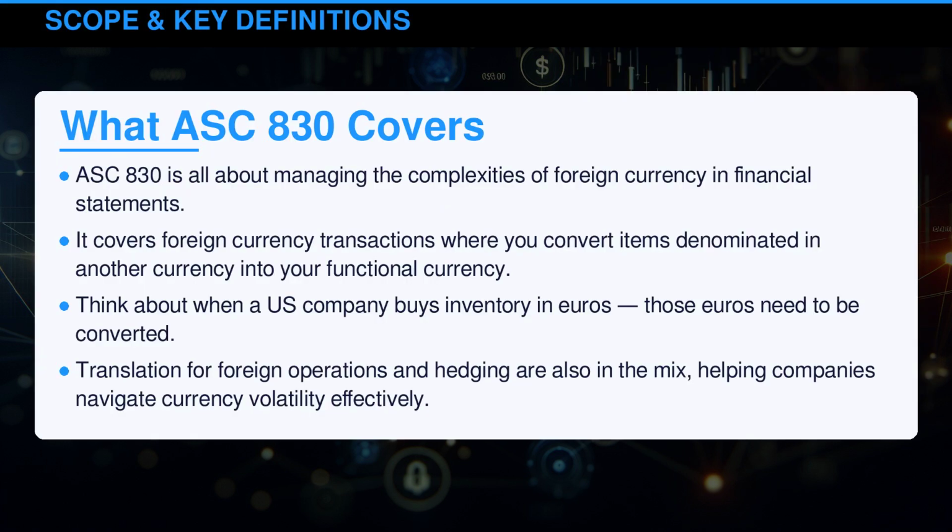ASC 830 is all about managing the complexities of foreign currency and financial statements. It covers foreign currency transactions where you convert items denominated in another currency into your functional currency. Think about when a US company buys inventory in euros, those euros need to be converted. Translation for foreign operations and hedging are also in the mix, helping companies navigate currency volatility effectively.